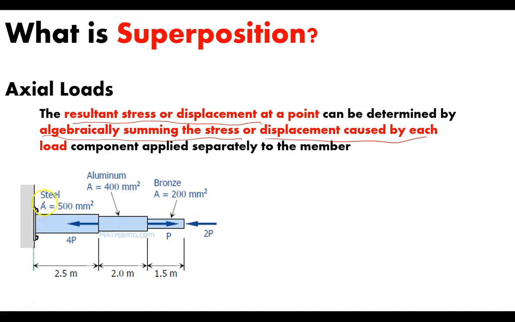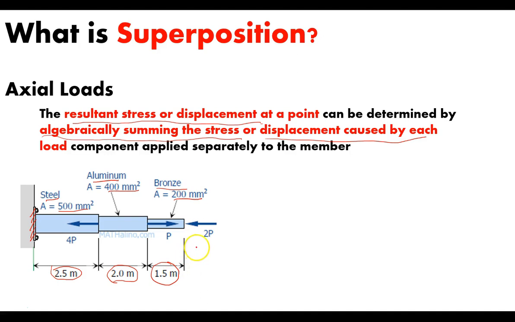So look at this little illustration I pulled up. We've got a member that is bolted to the wall, so it is actually fixed to the wall. You can see it here, fixed to the wall, and you have a steel segment, an aluminum segment, and a bronze segment. They each have their own specific area, and they all have their own length. So 2.5 meters and 500 square millimeters for steel, 2 meters for aluminum, along with a 400 square millimeter area on that segment, and the bronze is 200 square millimeters and 1.5 meters.